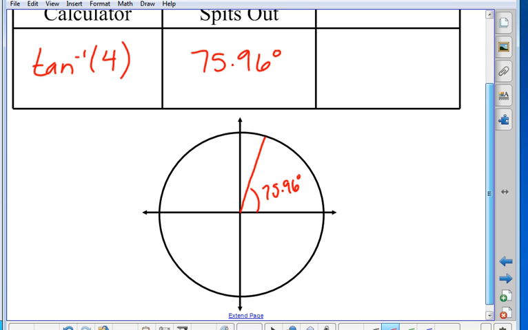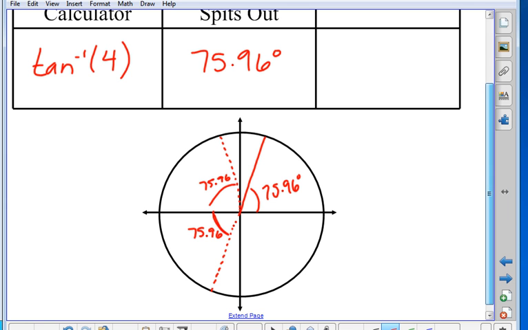Now, tangent is your y over your x, or your sine over your cosine, or your opposite over your adjacent. Because tangent is y over x, I need to flip that angle over first my y-axis and then my x-axis. So if I flip it first over my y-axis, I will be here. And then I'm going to take that and flip it over my x-axis, and I will be here. Notice that they end up kind of diagonal from each other. So this angle right here is also 75.96. This angle right here is also 75.96.